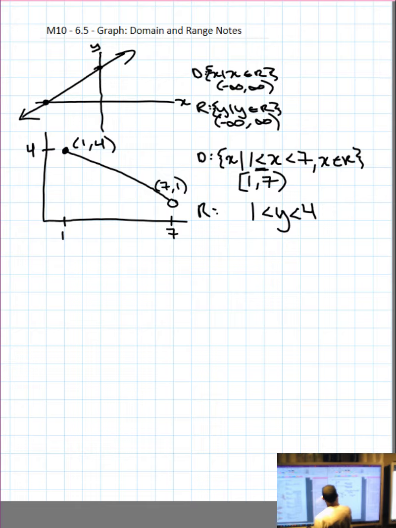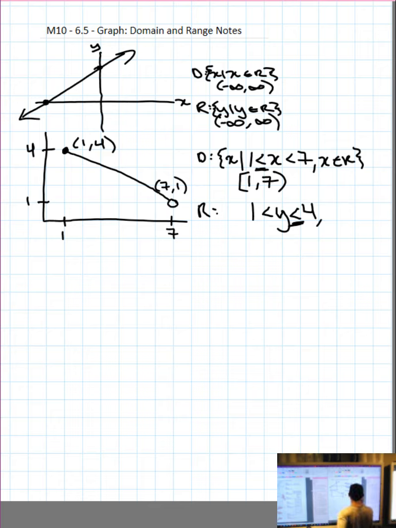I'm going to put that on the y-axis, 1 to 4. Now, this time y is an open dot at 1, so we don't put an equal to. But because we have a closed dot at 4, we have to put the equal to below the less than 4. So now it says 1 is less than y is less than or equal to 4.